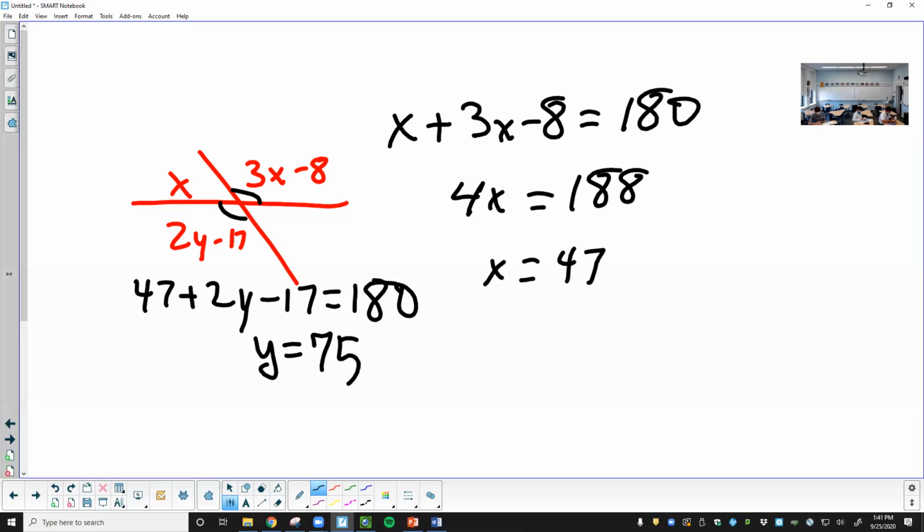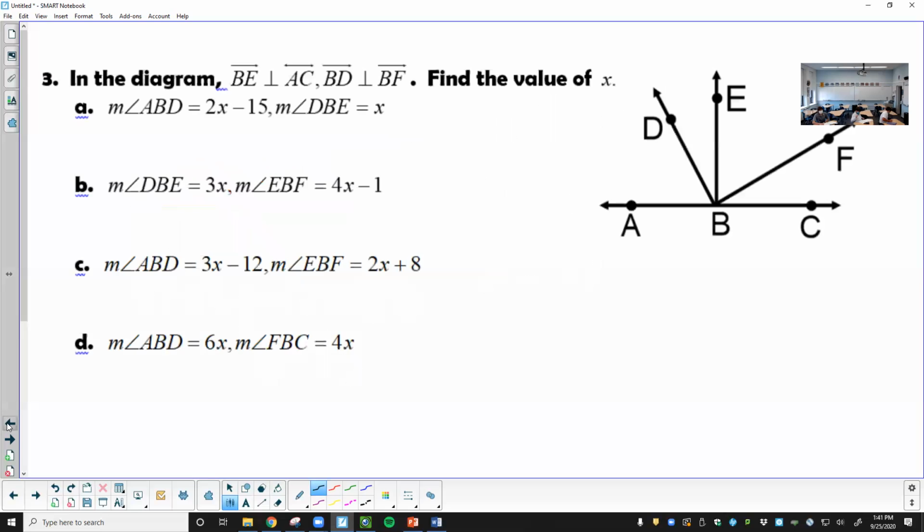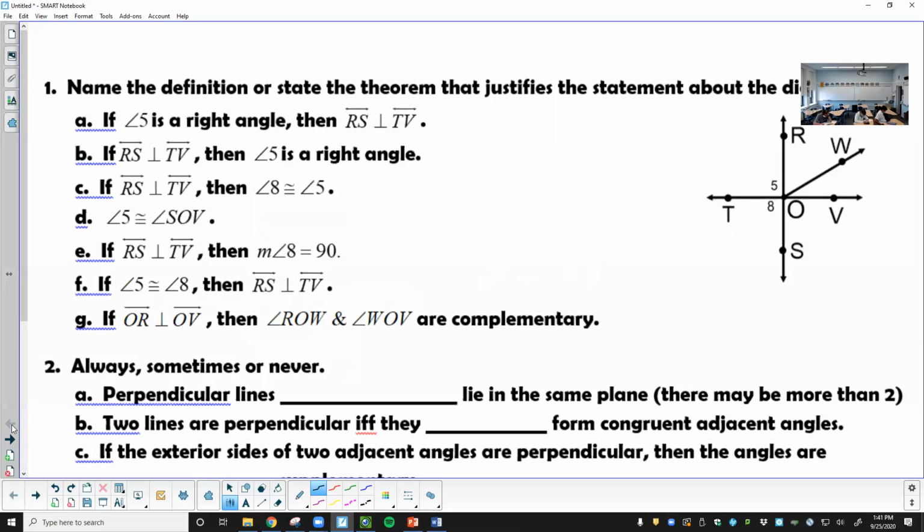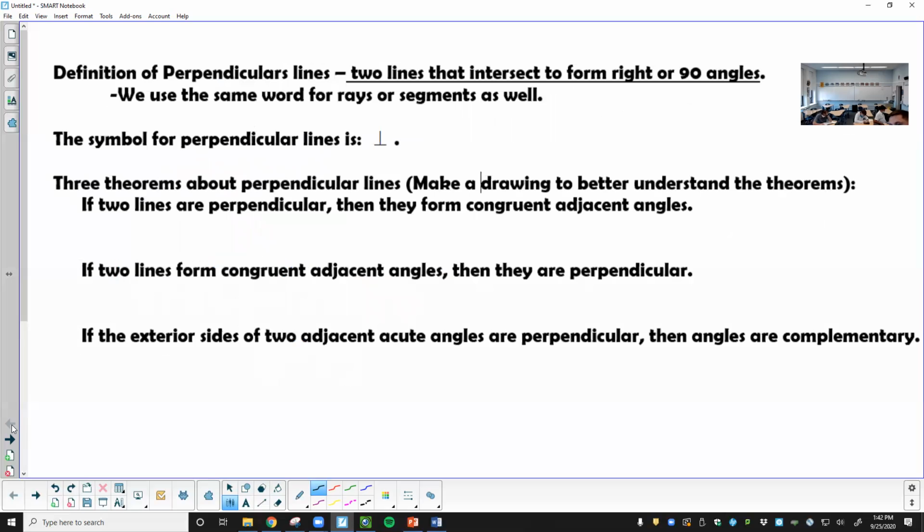All right, let's go to 2.5, which is dealing with perpendicular lines. 2.5, perpendicular lines. So the first thing we're going to do is just define perpendicular lines here. So definition of perpendicular lines: 2 lines that intersect to form right or 90-degree angles. We use the same word for rays or segments that are perpendicular, right? So you can have perpendicular rays, perpendicular segments, perpendicular lines. That's fine. While we're here, why don't we write the converse of the definition?